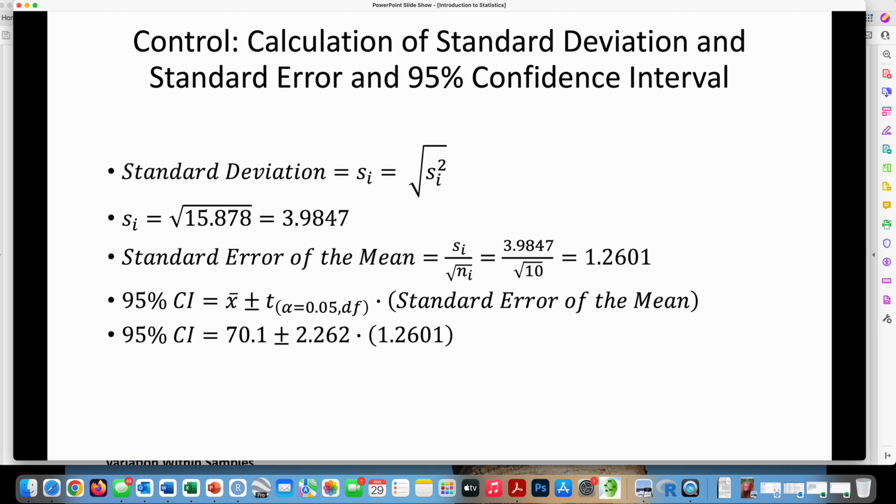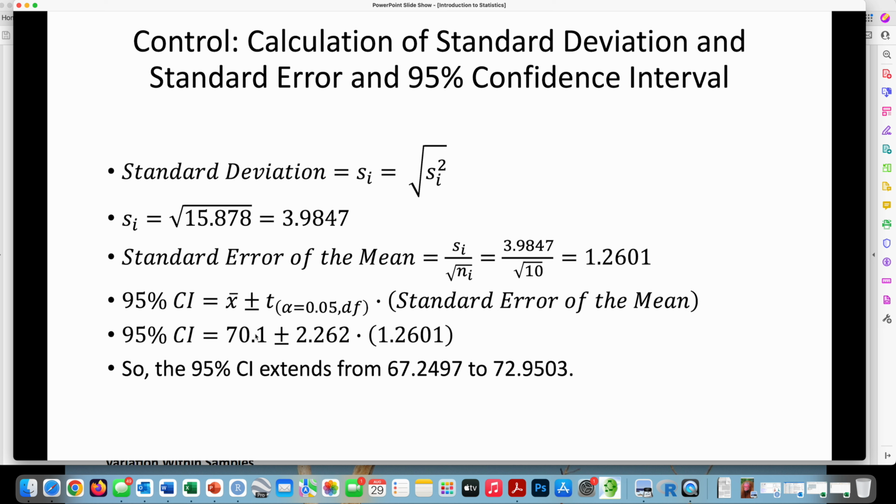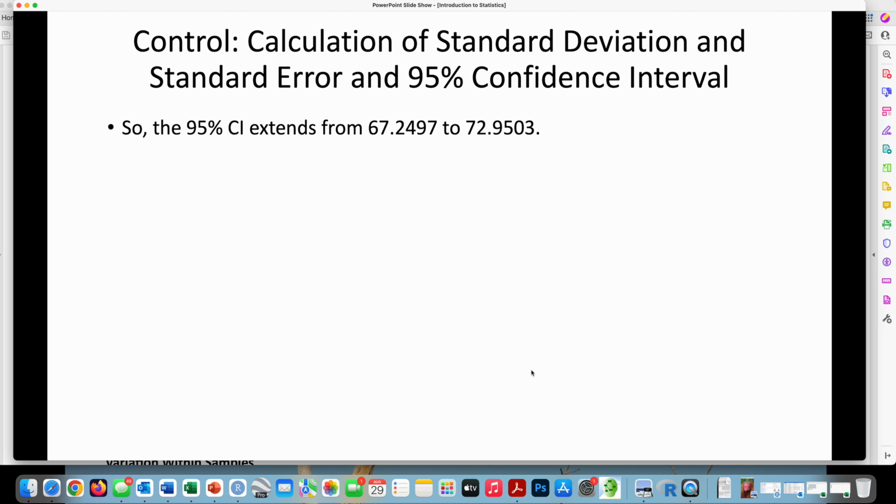So when we do this, we're basically going to take the mean, 70.1, we're going to subtract from that mean 2.262 times 1.2601, and we're going to add that to 70.1. It gives us a lower limit of 67.24 and an upper limit of 72.95.